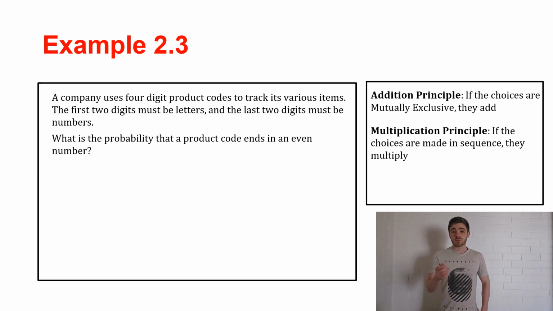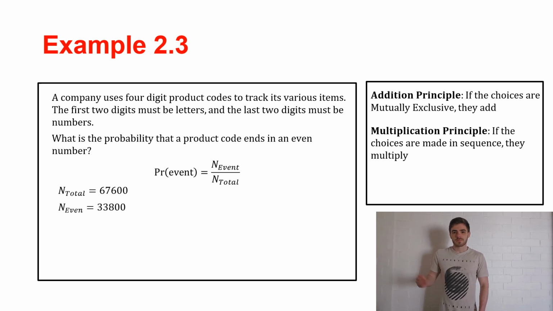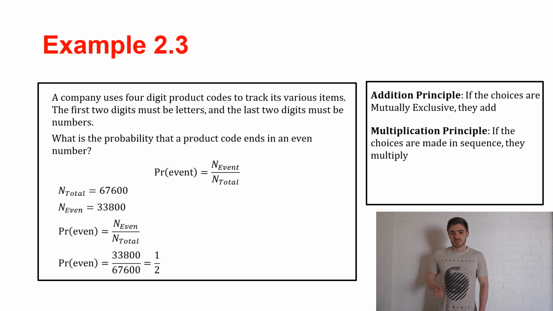And finally, we're going to apply it to probability. What is the probability that our product code ends in an even number? Well, if you want to find the probability of any event occurring, you find the total number of times that event occurs and divide through by the total number of possible events that could have occurred. Well, we found the total number of possible product combinations in the first section, and then in the second section, we found the number of those that were even. So all we're going to do is divide the second by the first, and that's going to come out to be a half, which makes sense considering that half of all numbers should be even.